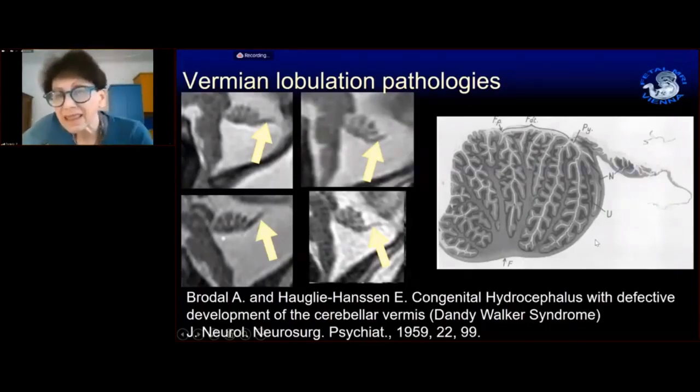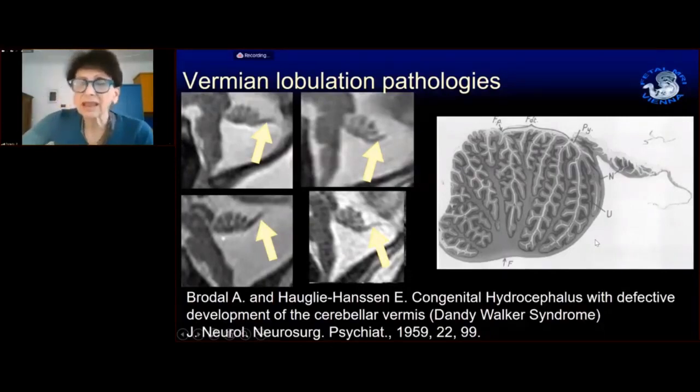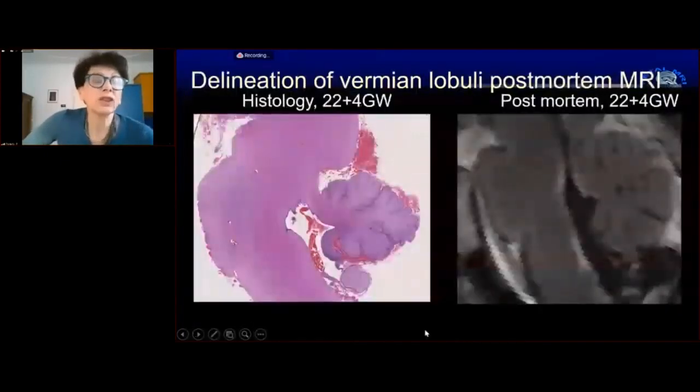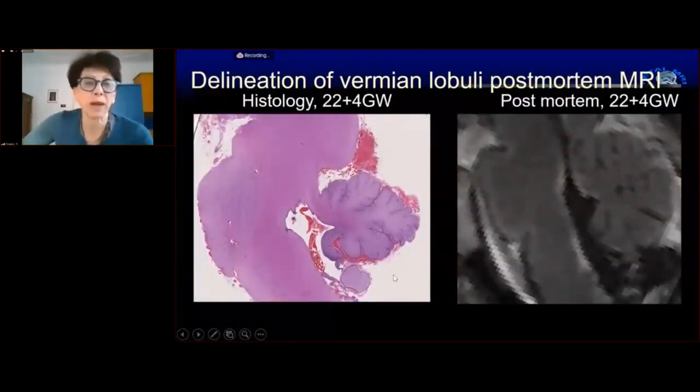It's the nodulus. And if you have a displacement of the nodulus, as you can see here, then it is easier to make this diagnosis. Well, we tried to delineate the vermian lobules at first at postmortem MRI and compare them with pathology. That's what you see here. These are the known parts of the vermis, and here you can see what we found postmortem.